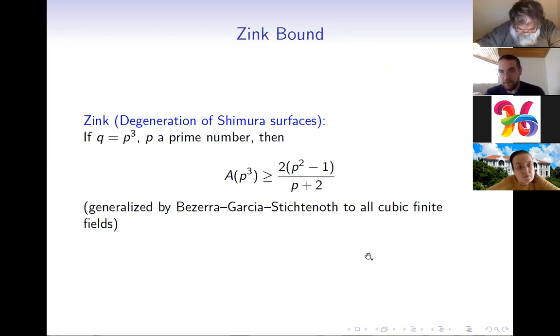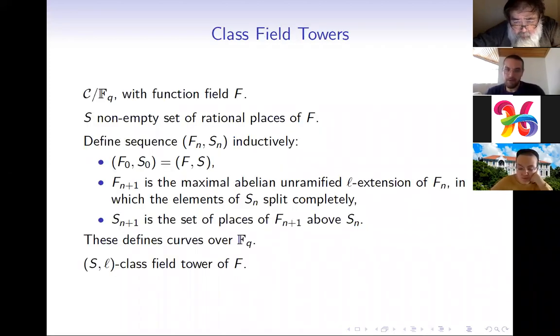This was the first result, and it gives you the value of A of Q if Q is a square, and it's the only case where we know the exact value of A of Q. Over other finite fields that are not quadratic, there are some results, but we still don't know the exact value. For instance, over cubic finite fields, Zink used the degeneration of Shimura surfaces to show that you have such a lower bound for A of P cubed. And over prime fields, the only result that we have is class field towers.